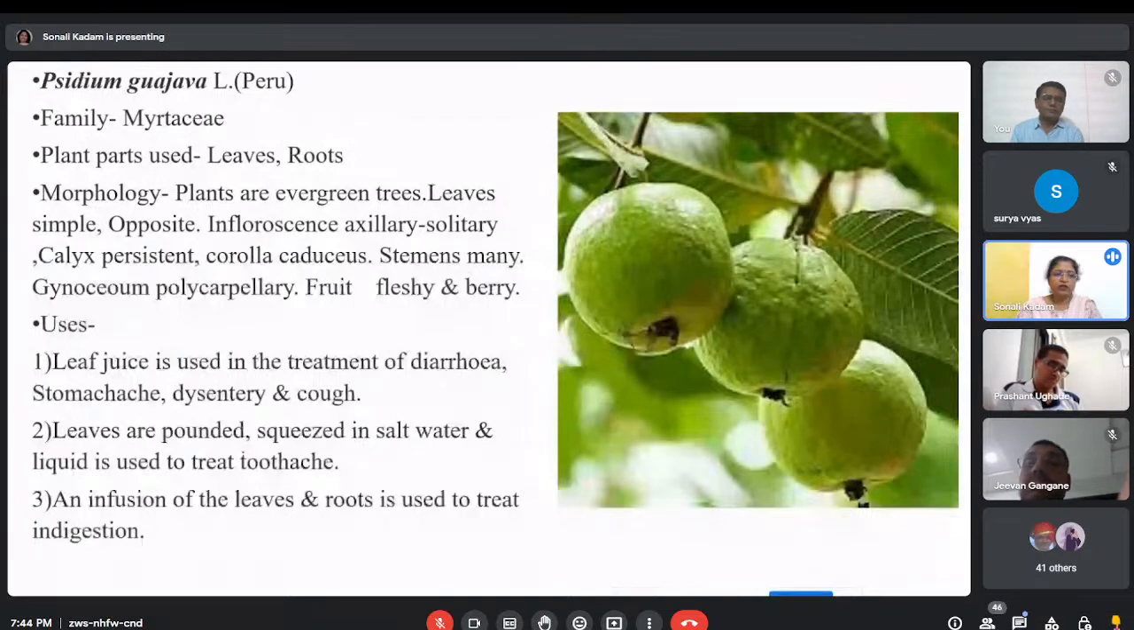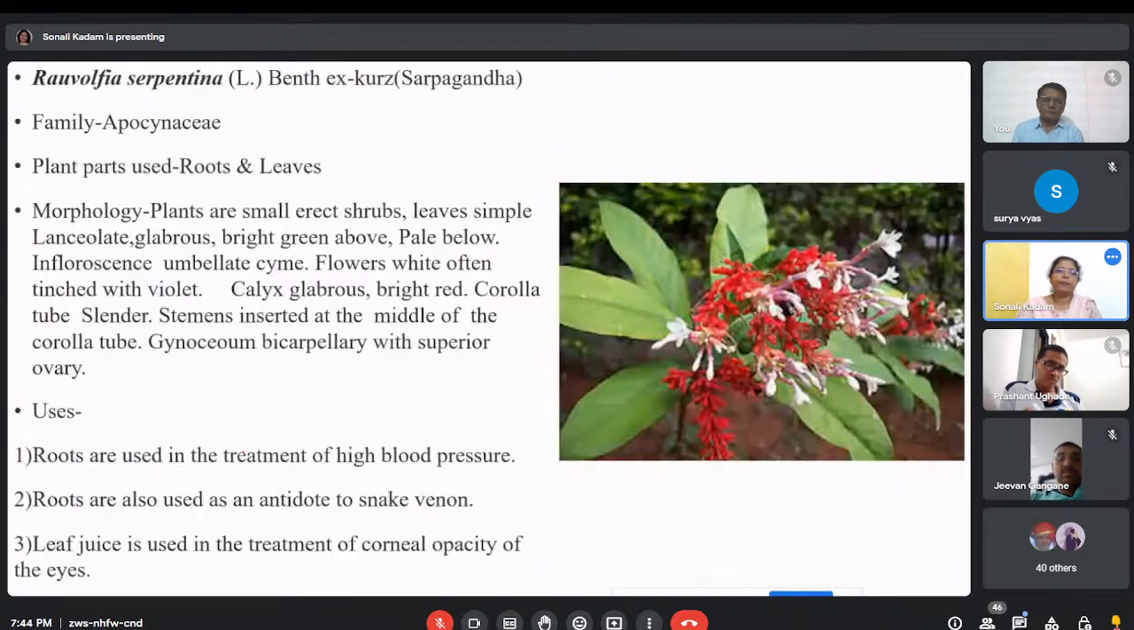The leaf and fruit juice is of course used for the treatment of diarrhea, stomachache, dysentery, cough. Then along with salt water, if you take it, it would treat your toothache. If you are having any toothache, then the leaves of this Peru should be consumed. Also the leaves and the roots are used in indigestion. This Peru is also a good source of vitamin C.